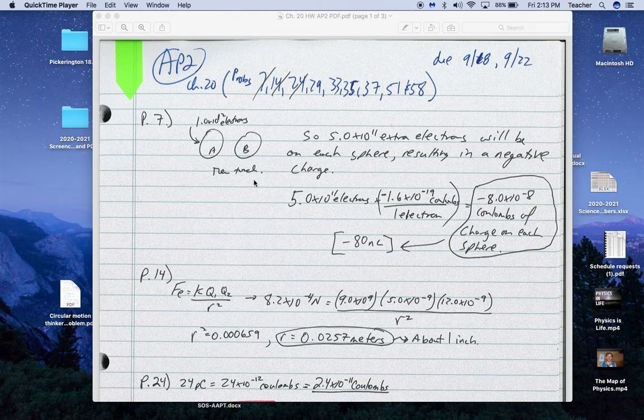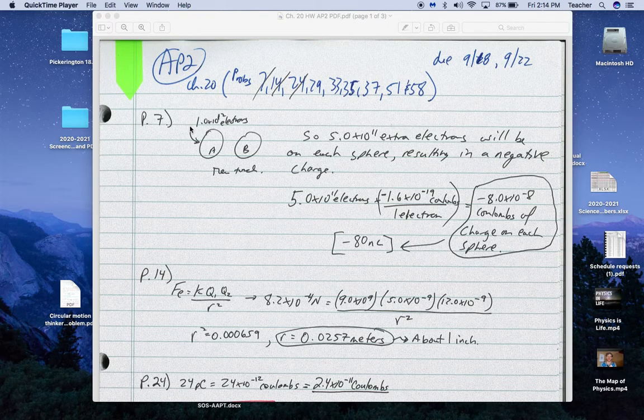All right, so problem number 7. Actually, that's not true. Those are questions. Problem 7 says two identical metal spheres A and B are in contact. Both are initially neutral. 1 times 10 to the 12th electrons are added to sphere A, and then the two spheres are separated. Afterward, what's the charge of A and what's the charge of B?